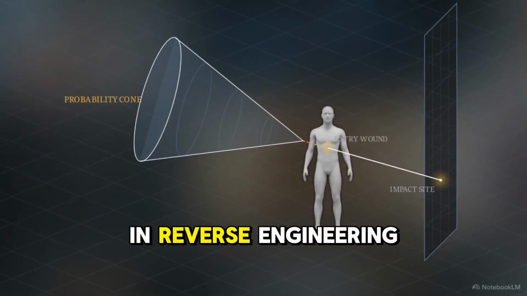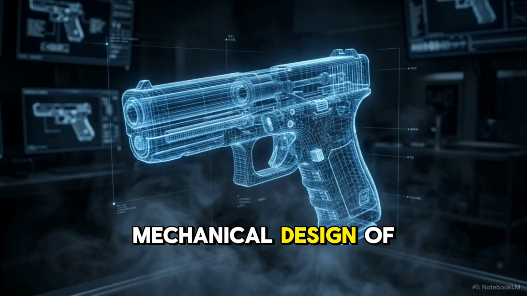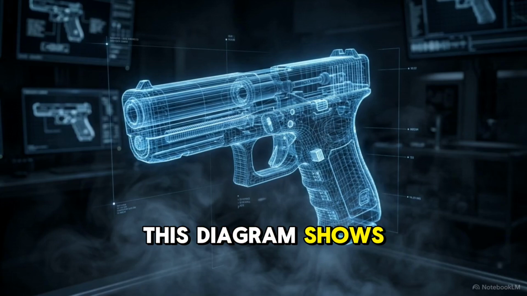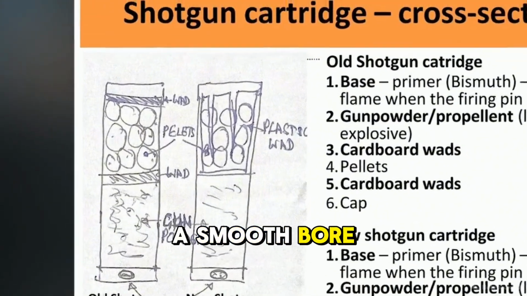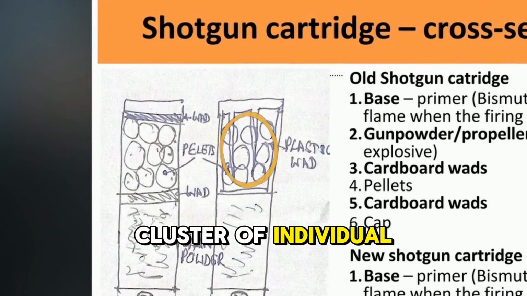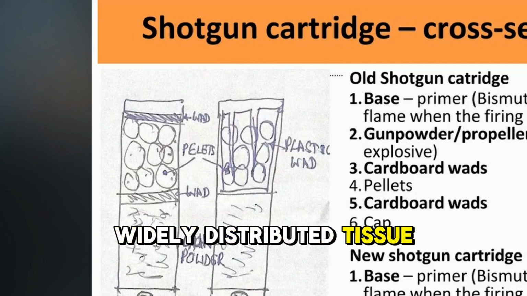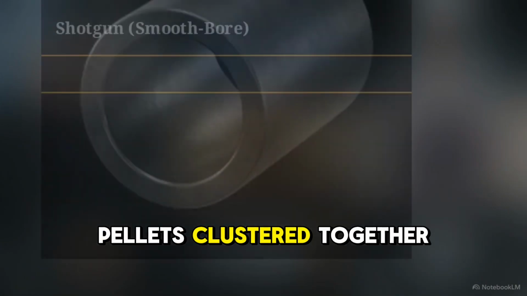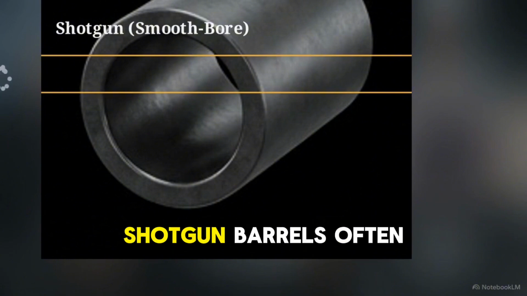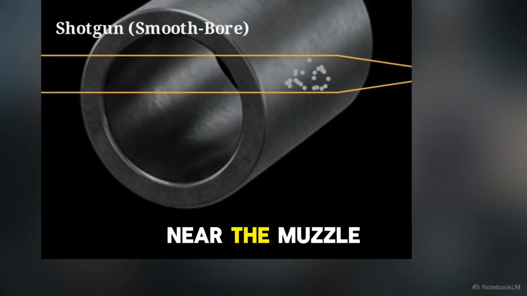The final step in reverse engineering a shooting is connecting the terminal ballistics, the specific wound patterns on the body, back to the mechanical design of the weapon. This diagram shows the cross-section of a modern shotgun shell. Unlike a rifle, a smoothbore shotgun fires a cluster of individual pellets packed above plastic wads, resulting in massive, widely distributed tissue damage rather than a single clean puncture. To keep those pellets clustered together over long distances, shotgun barrels often use a choke, a deliberate narrowing of the barrel's internal diameter near the muzzle.